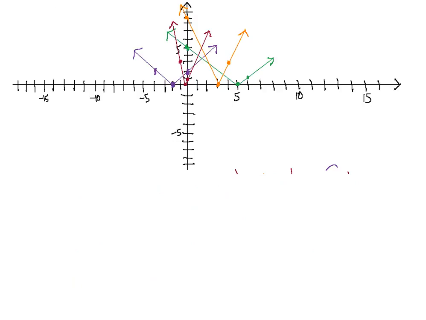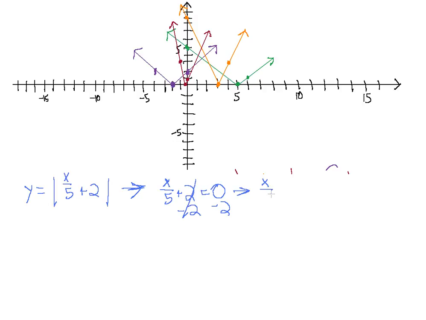Let's take a look at y equals the absolute value of x over 5 plus 2. All right, so we want to find the vertex. So let's take the expression x over 5 plus 2 equals 0. Let's go ahead and subtract 2 from both sides. That'll give us x over 5 equals minus 2.